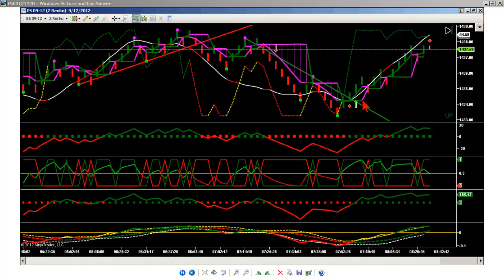I went long here even though the DMI differential was still red down here, hadn't crossed above its zero line yet, but everything else was moving up, and there was an up trend indicated right here, and the Bollinger Band differential oscillator midline had turned green and it was moving up. So I took a chance on this trade here and managed to squeeze 2 points out of it as well.